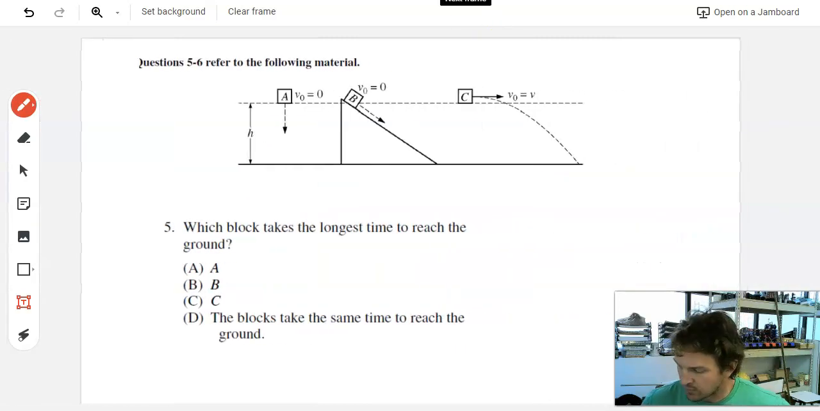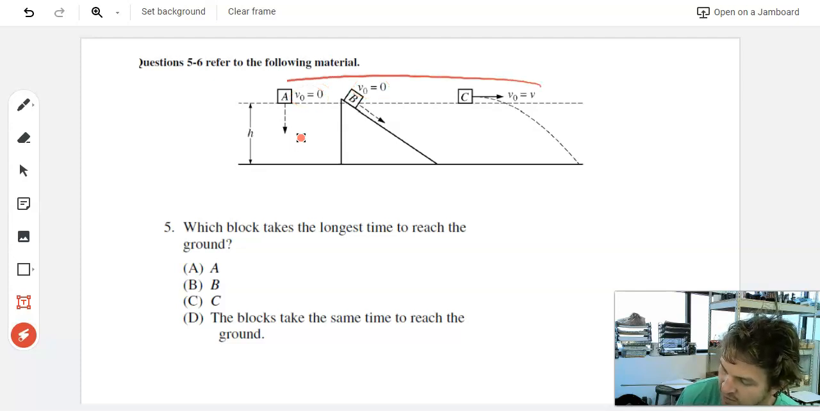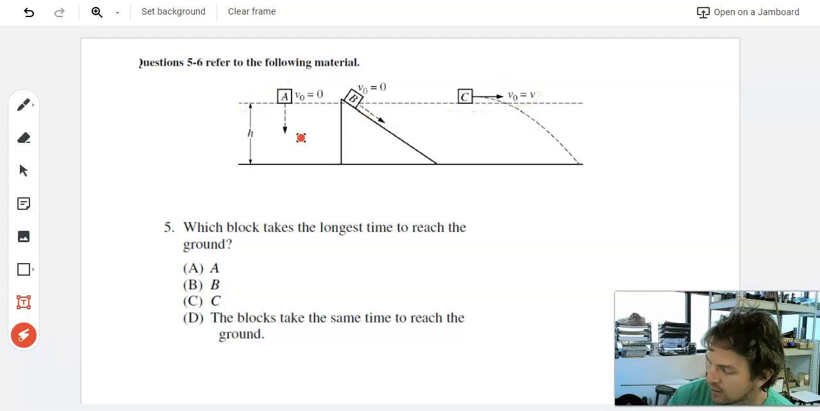Moving on to number 5. These are all, again, we haven't actually done any math yet, right? Everything is just kind of conceptual. Here we have 3 different blocks, A, B, and C. The only thing to notice is that both of these have the same initial starting velocity. All 3 start from the same height, right?